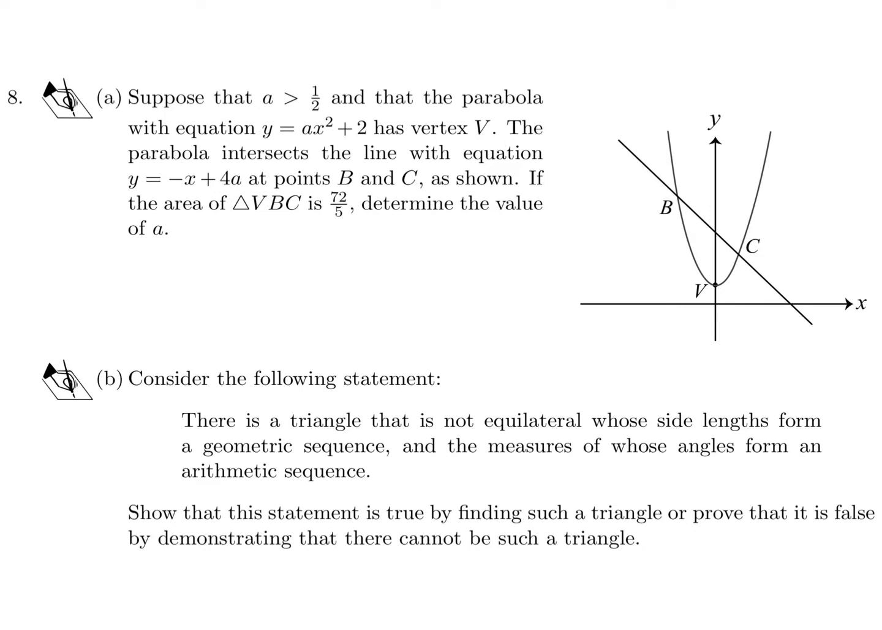8a. Suppose that a is greater than a half and that the parabola with the equation y equals ax squared plus 2 has vertex at V. The parabola intersects the line with the equation y equals minus x plus 4a at B and C. If the area of triangle VBC is 72/5, determine the value of a.